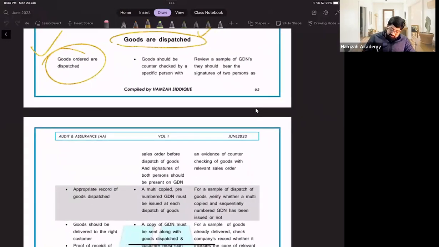One person packs the goods as per the sale order, and the other should counter check, a specific person. One person is packing the goods, the other is counter-checking and verifying the same goods are being dispatched. And both should sign the goods dispatch note.